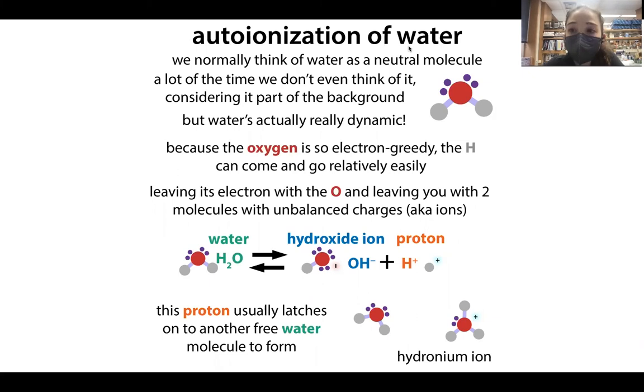And this usually links up with another water molecule to give you a hydronium ion. So you're left with the hydroxide ion, the water without that proton, and then a hydronium ion, the water with that proton. The proton isn't really free floating; it normally attaches to one of the other waters to form this hydronium ion. However, the amount of this happening is very, very low compared to the amount of water.